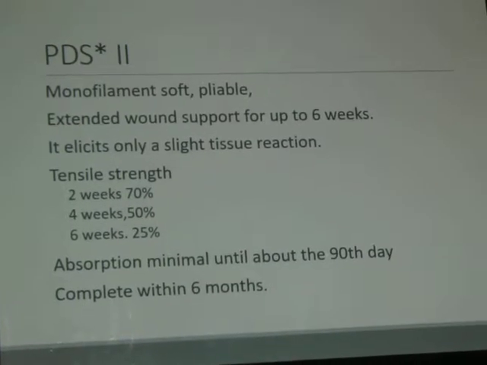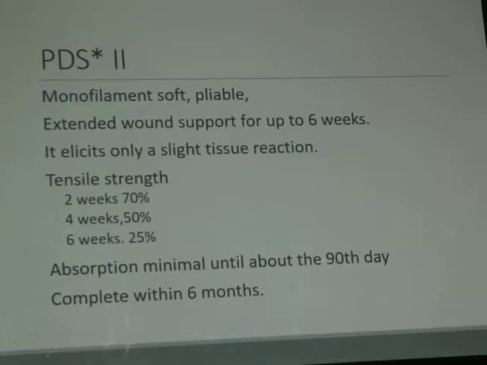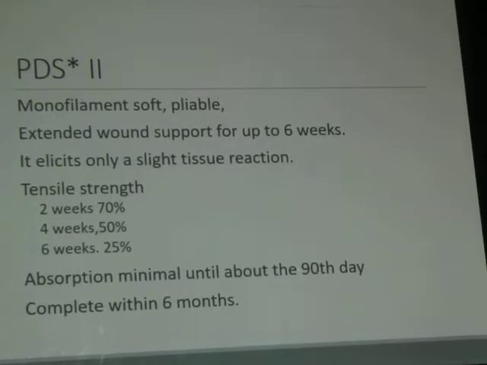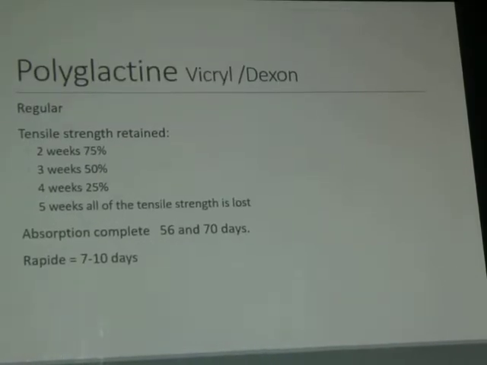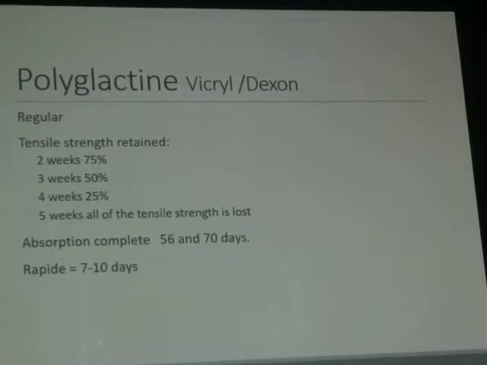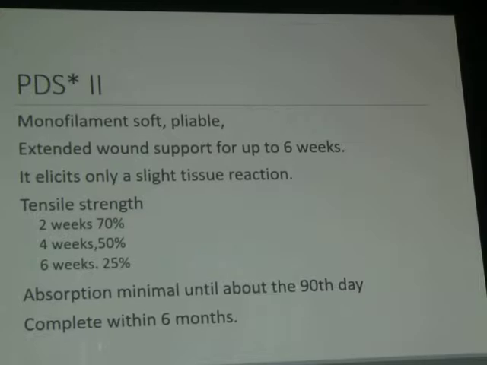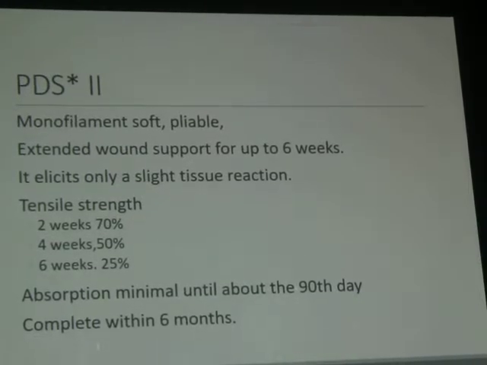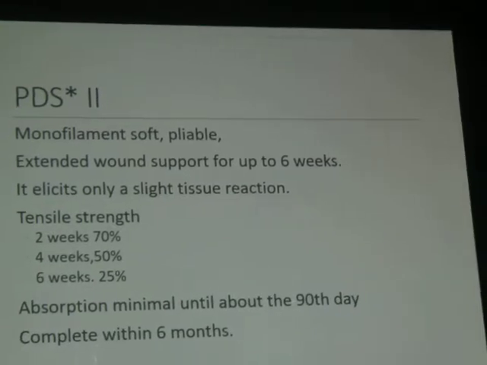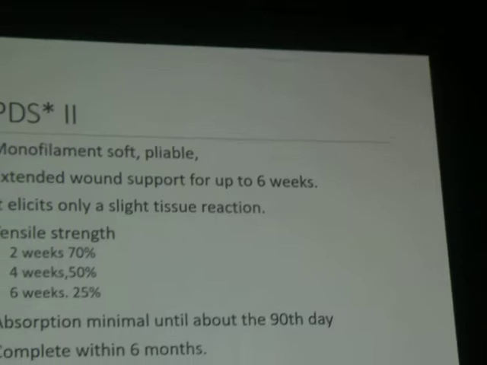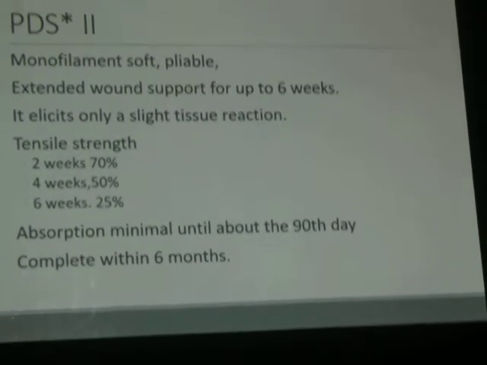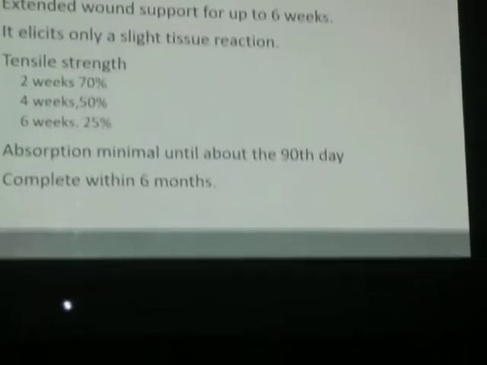PDS is another very common variety of absorbable sutures, and the main difference between PDS and polyglactin is that polyglactin is always braided. PDS is always monofilament. دي نقطة مهمة هنعرف امتى نختار إيه، بس دي حاجة مهمة جدا. So if I need an absorbable braided suture I will use a polyglactin. If I want monofilament absorbable suture I will use PDS.